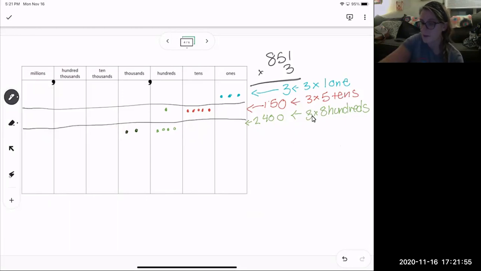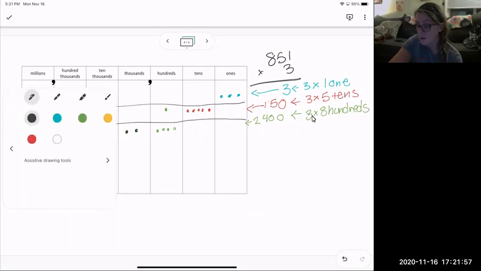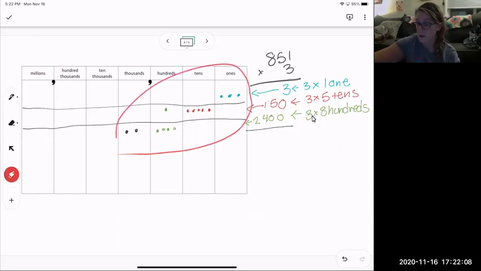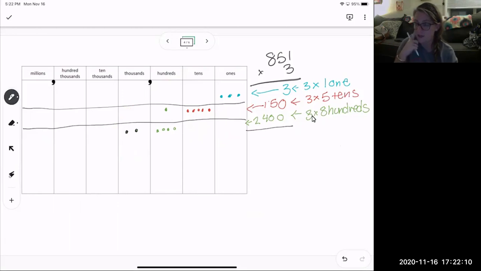Okay, so now I can go ahead and add. So I'm going to add, looking at my place value chart first, what would go in each column? Well, in my ones column, I have 3. In my tens column, I have 5. And in my hundreds column, I have 5 again. And in my thousands column, I have 2.